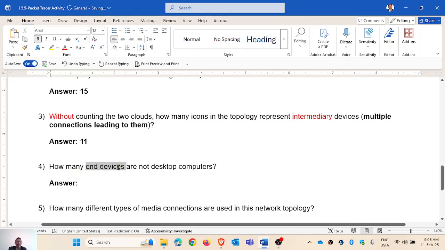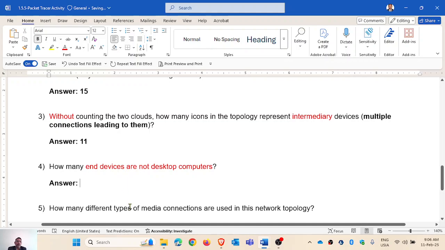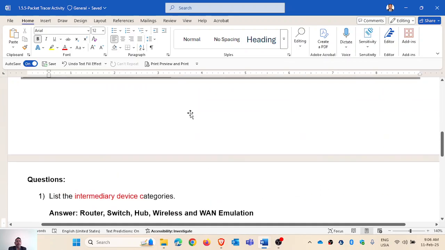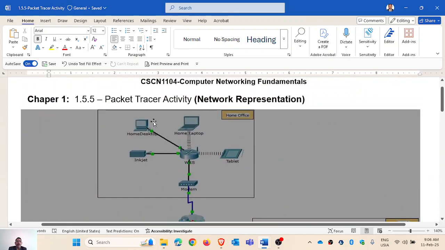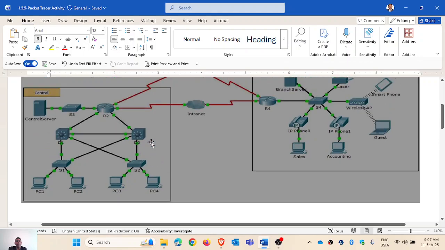How many end devices are not desktop computers? We have to find out the end devices, and it should not count the desktop computers. Desktop computers should not be taken into account, right? We have to find it without desktops. Again, I will go to the desktop. See, so in the network, this is a desktop. Yes, this should not be counted. This is a desktop. No, this is a laptop. This is a tablet, and this is the inkjet printer, and this is the desktop. So now we have to find without the desktop.